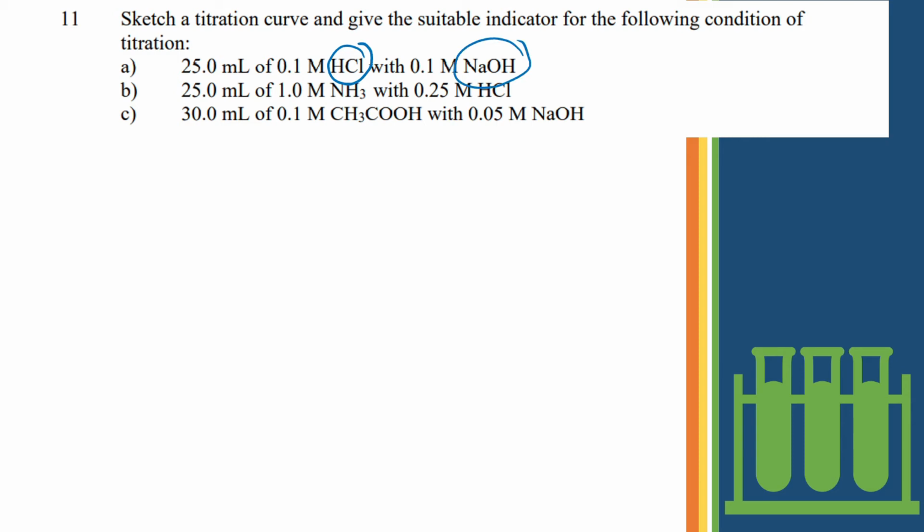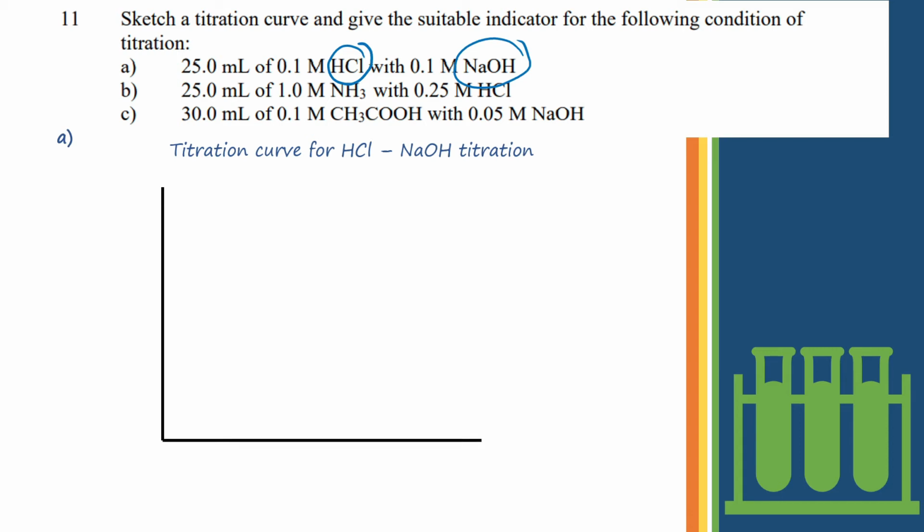When we sketch a titration curve, we first draw the axes. For question A, the titration curve for HCl and sodium hydroxide titration, we draw the y-axis and x-axis, and then 0. We label the y-axis with pH and the x-axis with volume of sodium hydroxide. Why volume of sodium hydroxide? Because we add sodium hydroxide into the HCl, so the volume on the x-axis is the volume of sodium hydroxide.